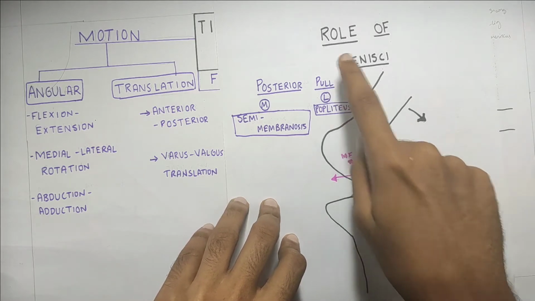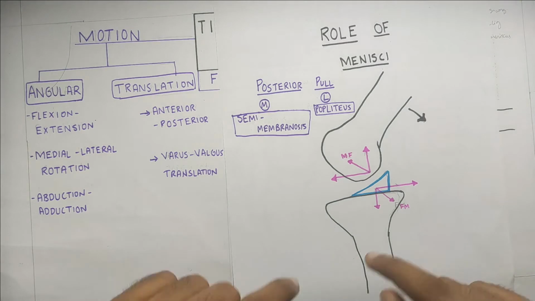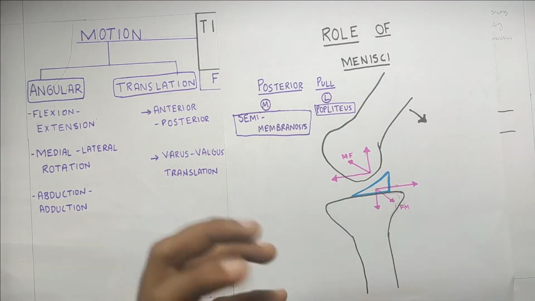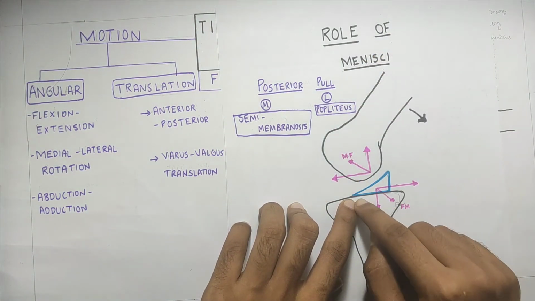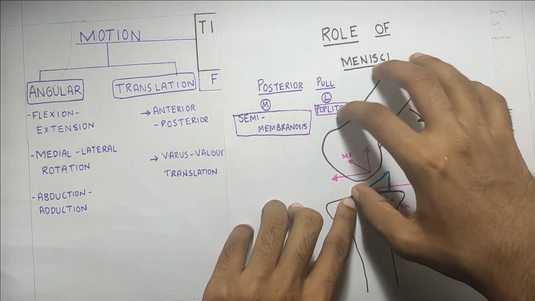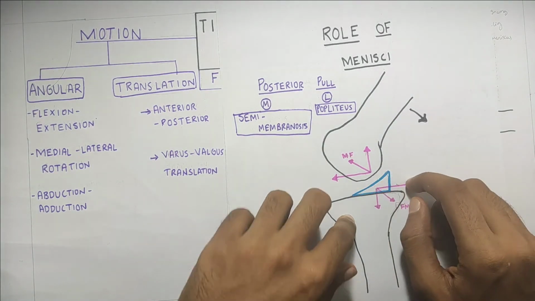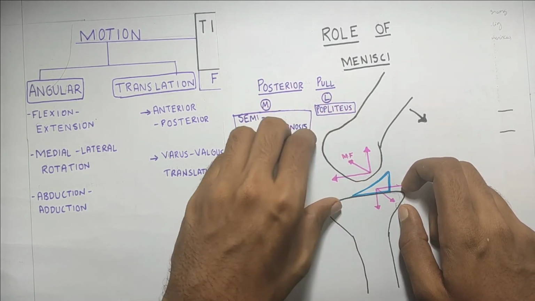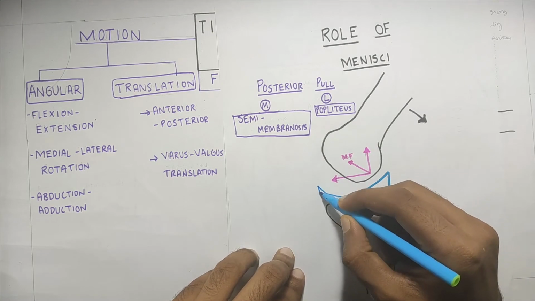Let us now discuss the role of meniscus in this movement. As you know, meniscus helps to make the surface of the tibia more concave to improve the congruency at the knee joint. When the femur moves posteriorly, you can see that the meniscus is angled this way. So, as the femur tries to go posteriorly, the slope over here will push the femur downward and will assist the anterior motion of the femur. And the similar thing happens when it goes into extension.